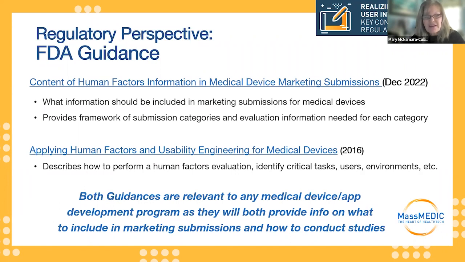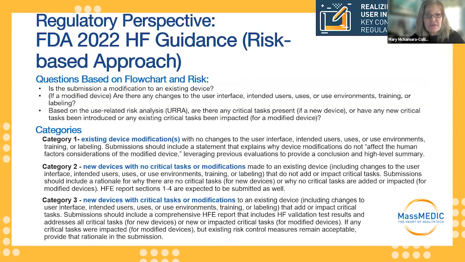My second slide goes into a little bit more detail for the first guidance document, the most recently published one. So again, this document provides that clear framework for the kinds of information needed. And what you'll need to do is follow flowcharts and a series of questions. Those questions are based on the risks of your product and what kinds of modifications are being made, or what critical tasks are relevant to your new device. So the categories are 1, 2, and 3, with 3 being the most risky category.